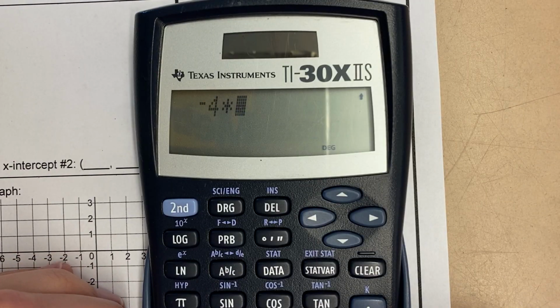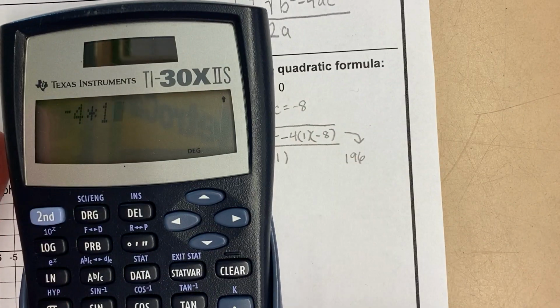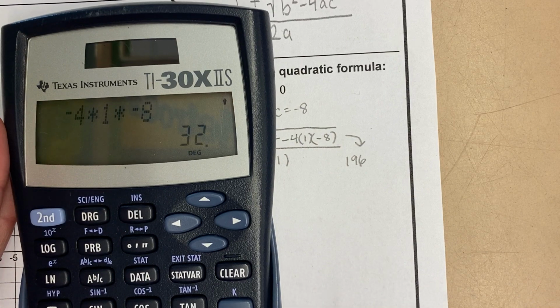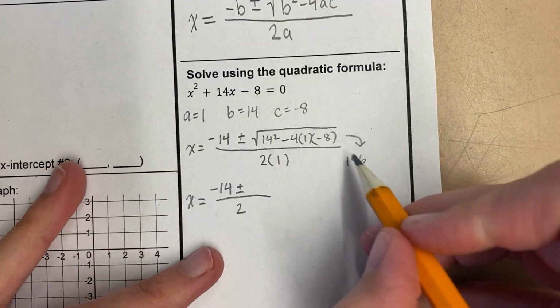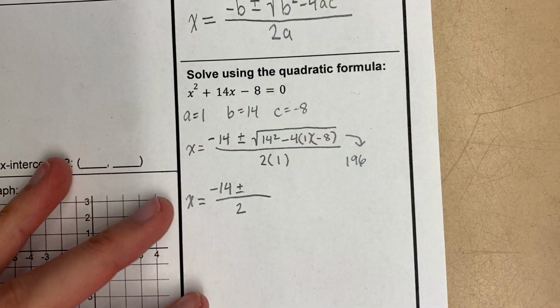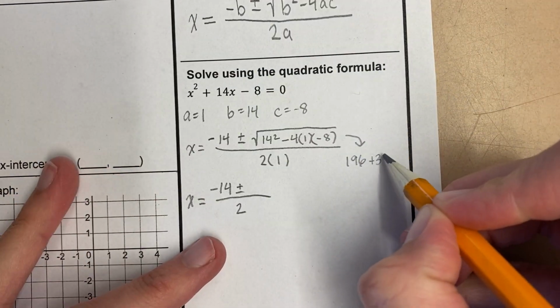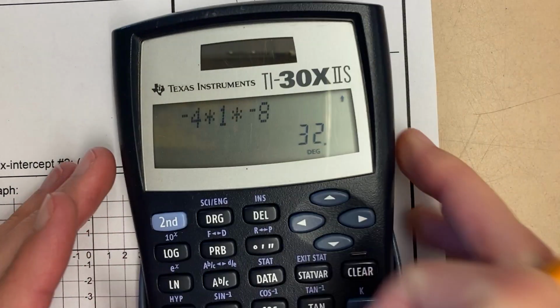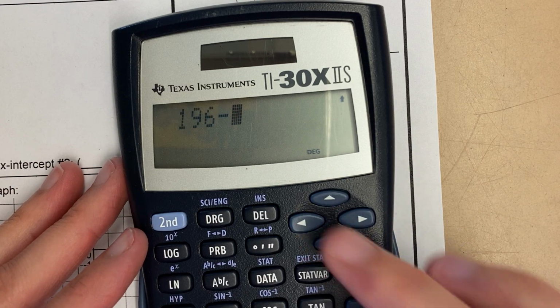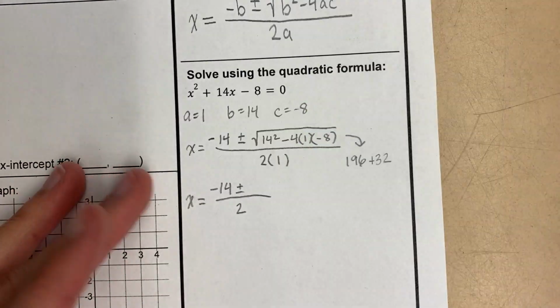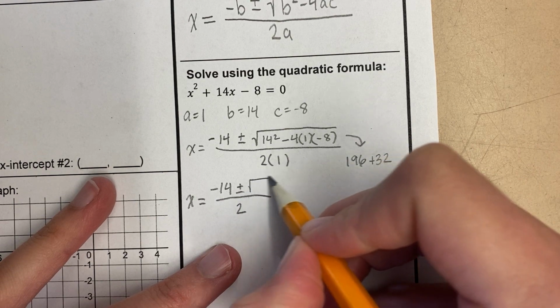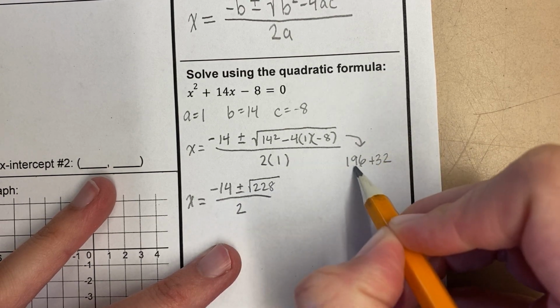-4, I don't really need to type times 1, but I will so you can see it, times 1 times -8, I get 32. Look, it's positive 32, so it's plus 32. Now I'm adding that to 196. 196 plus 32 is 228. So this is where this is going.